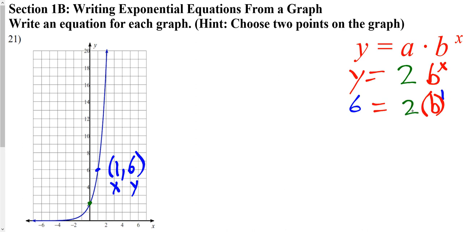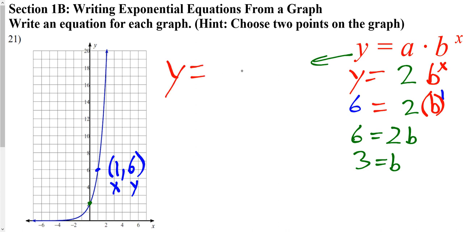And then all we have to do is solve it for b. Well, we just have 6 is equal to 2 times b to the first. We solve it for b, divide both sides by 2, we get 3. So then we can just plug everything into our equation. Y is equal to our a, which we knew from our graph is 2, and our b that we figured out was 3.